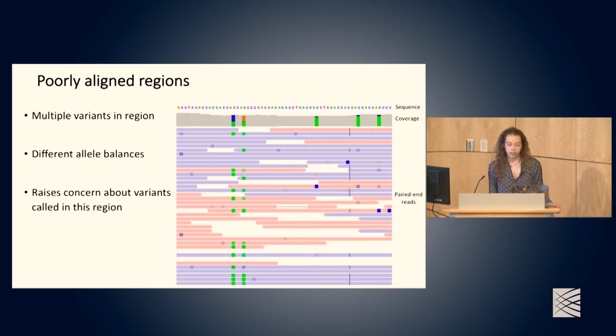Okay, poorly aligned regions. So sometimes you just see a region that looks like this. This kind of raises a lot of red flags for me that something weird is going on here, and I don't really trust any of the variants in the area. You can see that these two variants are in cis for the most part, but there's some scattered variants that are in only one read. These ones have different allele balances, very low allele balances compared to these over here.